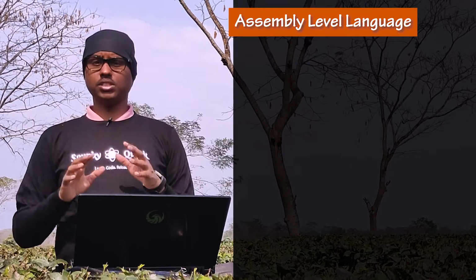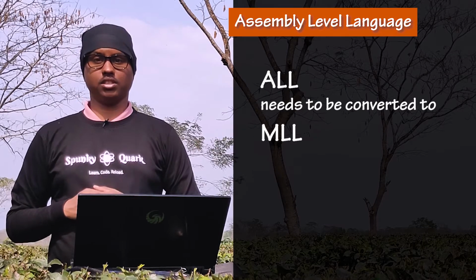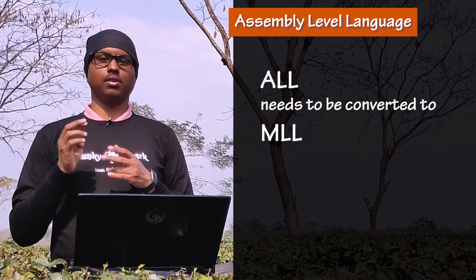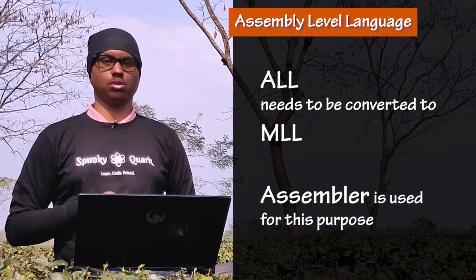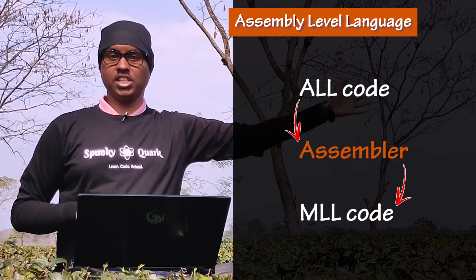Even then, computers only understand machine level language, right? So the programs that are written in assembly level language needed to be converted to machine level language. And for this purpose, another program called the assembler was used. The assembler takes the assembly level code and translates it into machine level code.